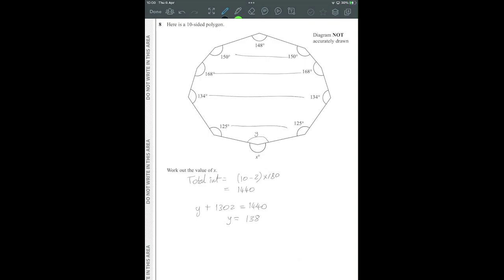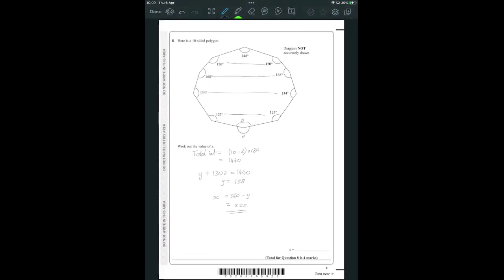That looks like it could be 138. It doesn't seem entirely unreasonable, although it is not drawn to scale. It's at least an obtuse angle, which is definitely what I'd expect. X then is 360 minus that value, 360 minus the y, which comes out as 222. A nice symmetric answer. And as I said, you could probably add those up in another way as well to check your calculation.